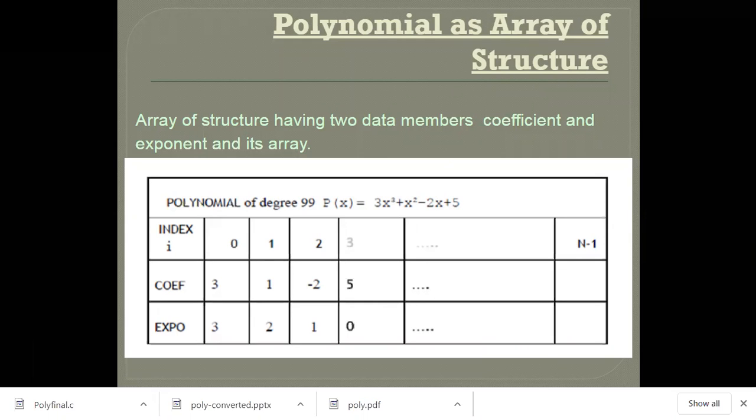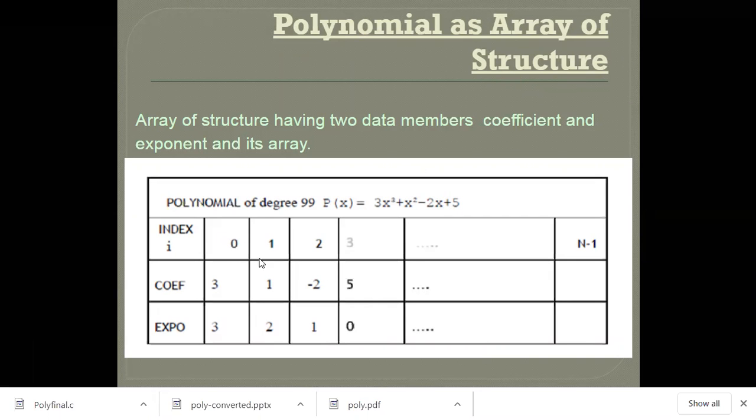Structure is a concept of C language. We are converting this structure into C++. In C++, instead of struct, we have to use class there. There is no big issue. But you should know how the representation of polynomial will be done using structure. That's why the title is array of structure.